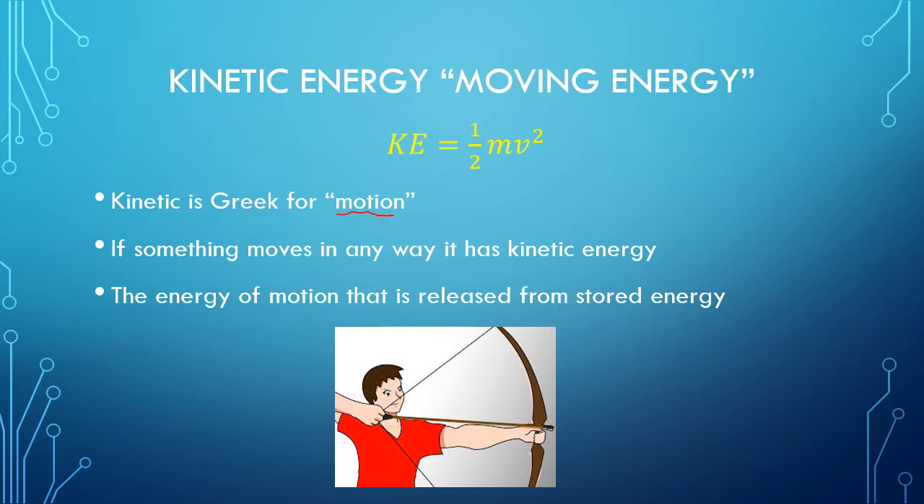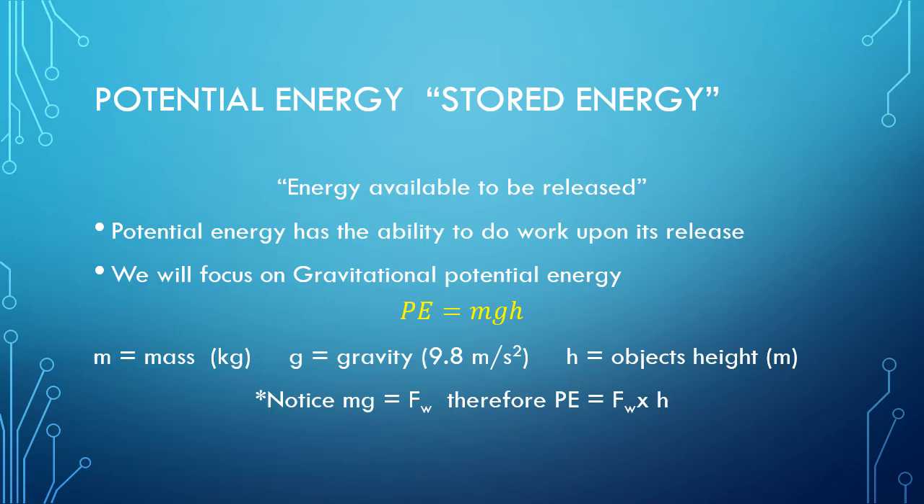Once this arrow is loosed, it will have kinetic energy. Right now, that object, that arrow, has a certain amount of potential energy, and that's what we're going to look at next. So potential energy is stored energy. All objects that are not moving have a certain amount of potential energy, of stored energy. This is energy that is available to be released.